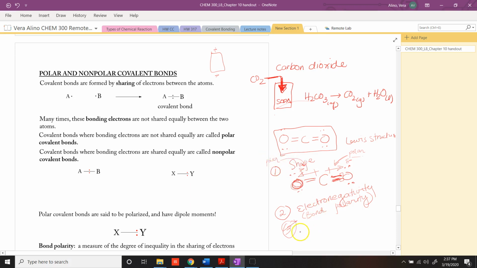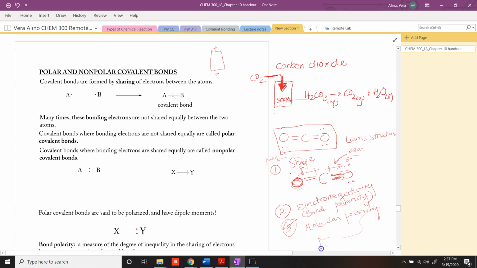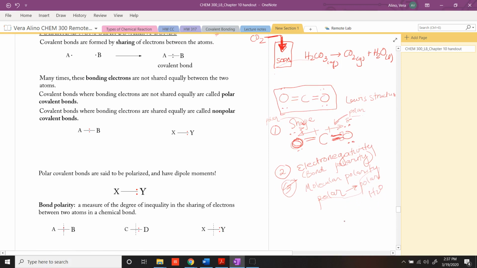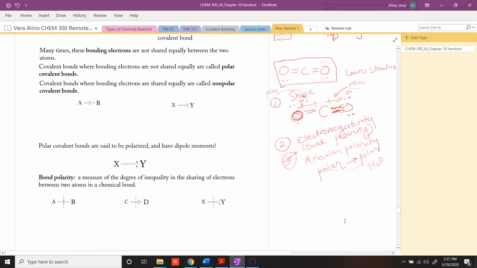Okay, now the third part of the series is to finally figure out whether this molecule is polar or not. We call this the molecular polarity. If it is polar, then that molecule will dissolve in solvents that are polar. Water is actually polar, okay? That tells you that if this molecule is determined to be polar, chances are it will dissolve in water, which is also polar.